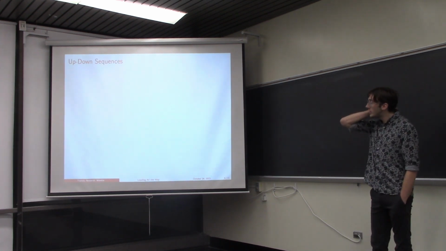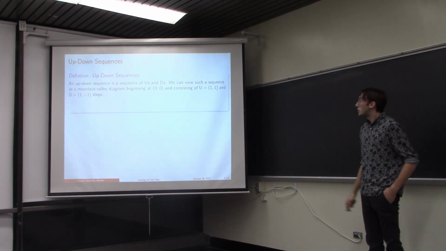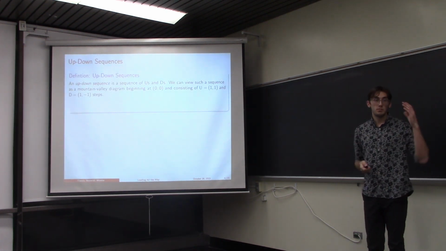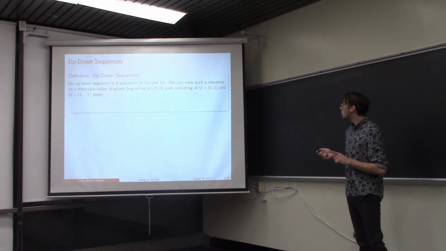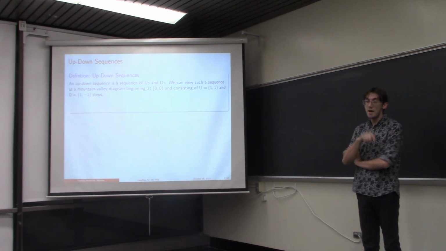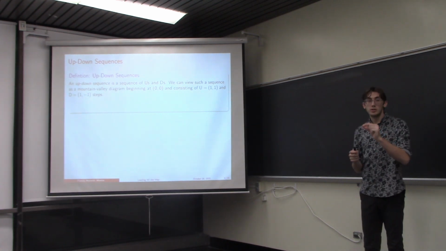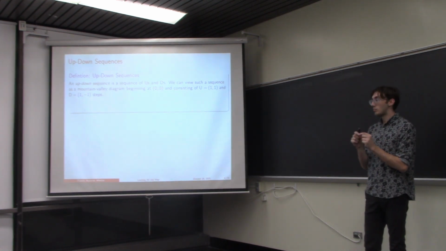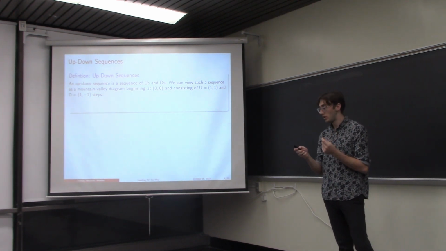The next tool we're going to need are these up-down sequences. So an up-down sequence is just a sequence of ups and downs. U is up, D is down. And there are a couple of ways that we'll view such a sequence, but one interesting one is a mountain valley diagram, a picture with ups and downs, beginning at the origin 0, 0, and consisting of steps either over 1 and up 1 or over 1 and down 1.